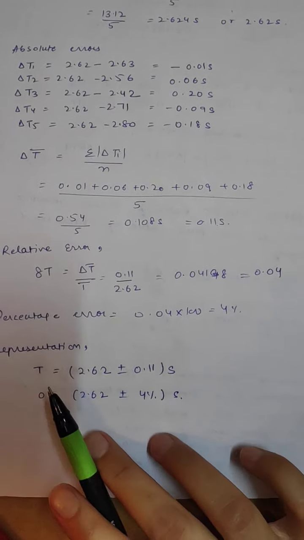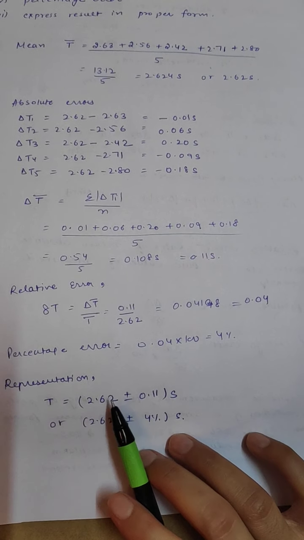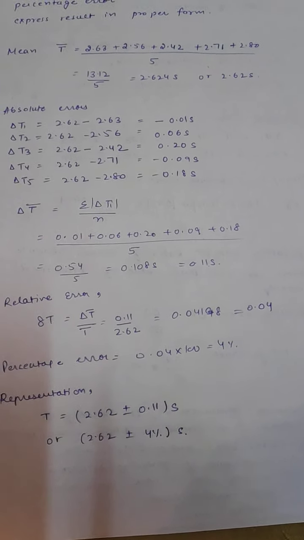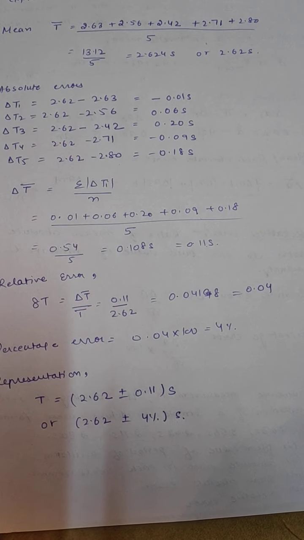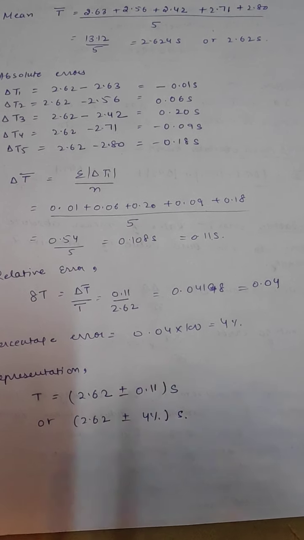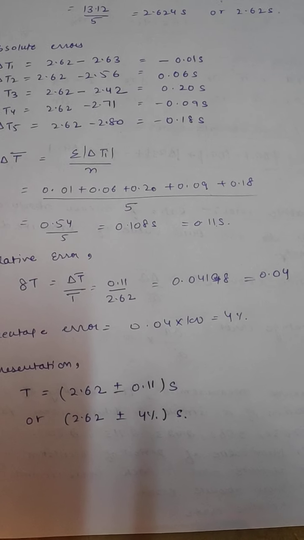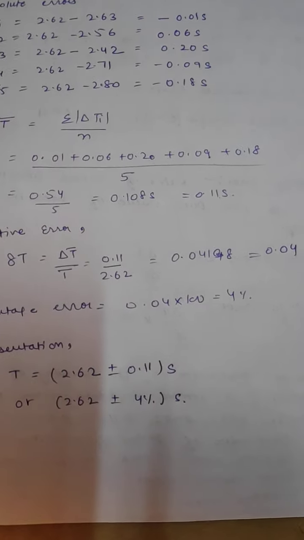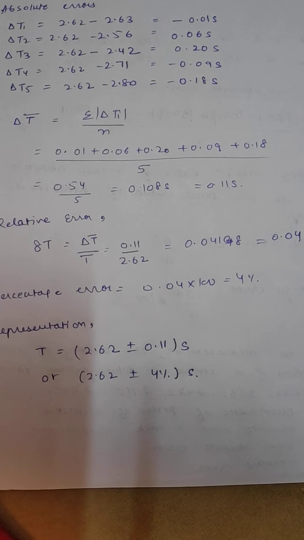So how to represent this? You'll write T, the time period, is equal to the mean, the actual value, 2.62, and how much error can come, 0.11, it can be maximum added or subtracted. So 0.11 second. Or if you want to write it in percentage, you will write it as 4%, means 4% error can come in this case.